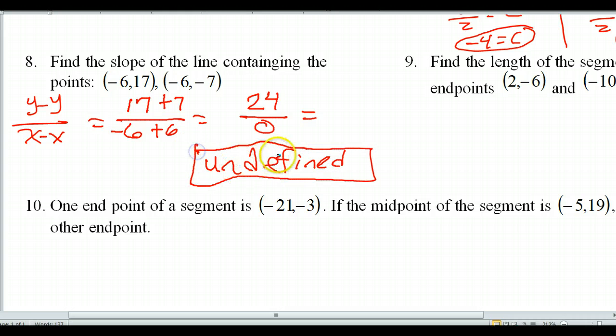Anybody that's watching this video, please remember, do not leave 0 in the fraction. Don't leave 24 over 0. You must put undefined instead.